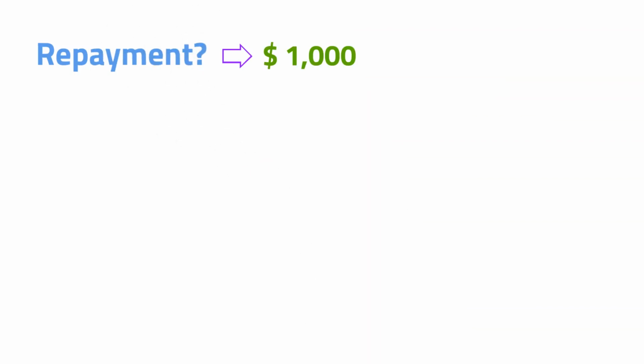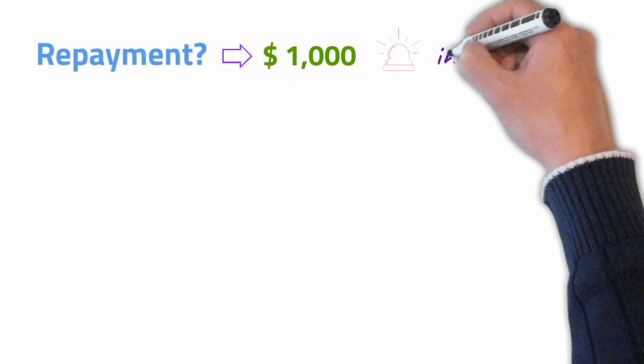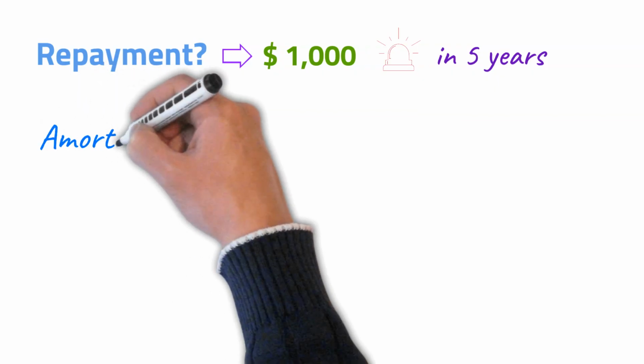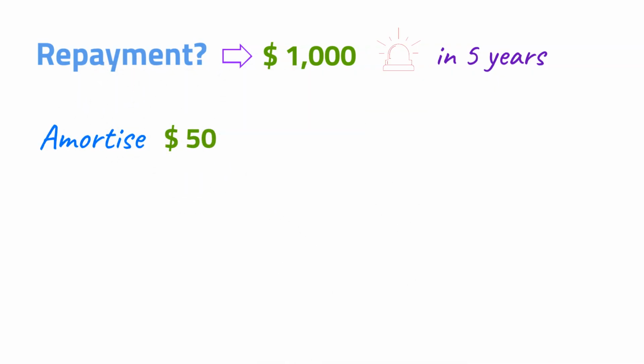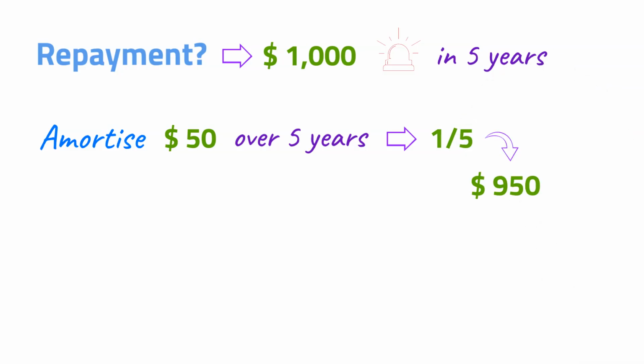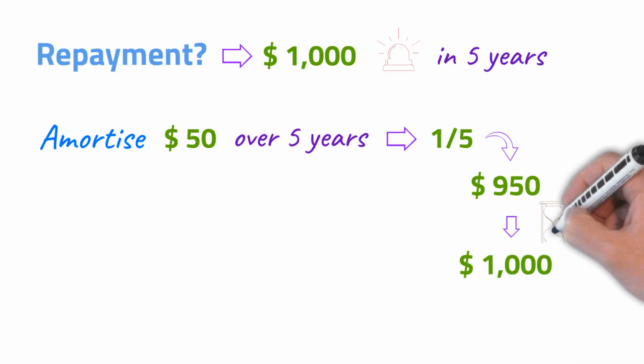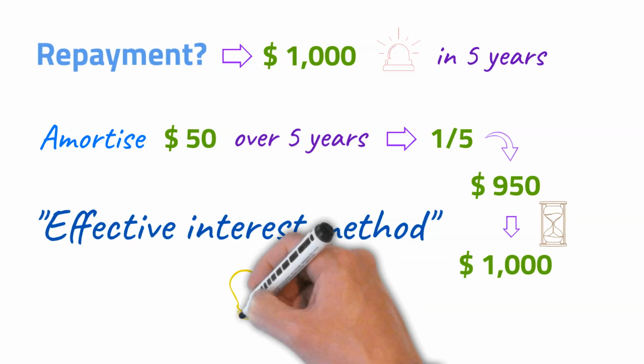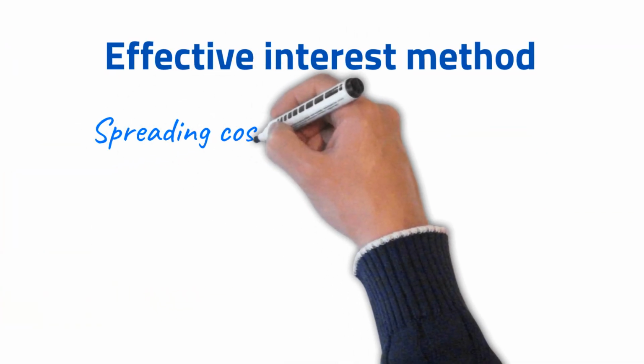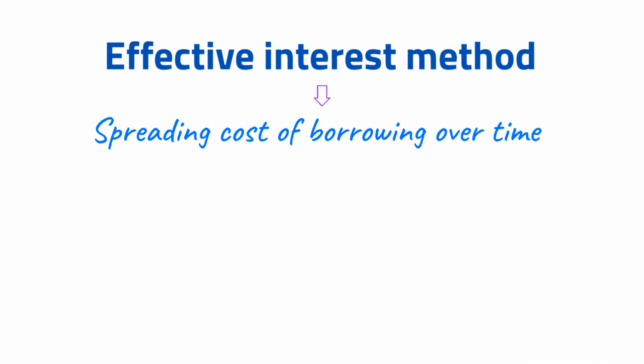But you will still have to repay the full amount you have borrowed, $1,000, in 5 years. So, every year you will amortize the capitalized cost of 50 to get the total liability back to 1,000. This is called the effective interest method. This method spreads the cost of borrowing over time so that interest expense reflects the true economic rate, how much the loan actually costs you.